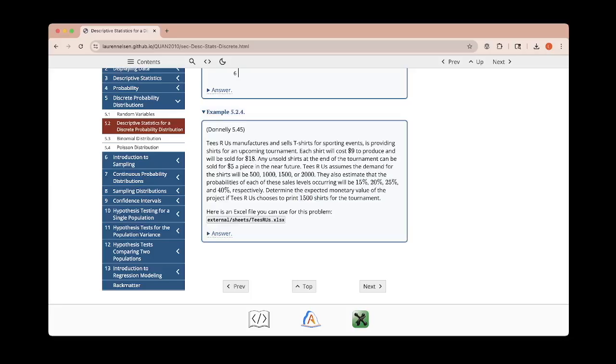project. We want to know if they expect to make money or lose money, and if they expect to make or lose money, how much they should expect to make or lose, if they were going to do this a whole bunch of times in this situation. So let's open this Excel file.